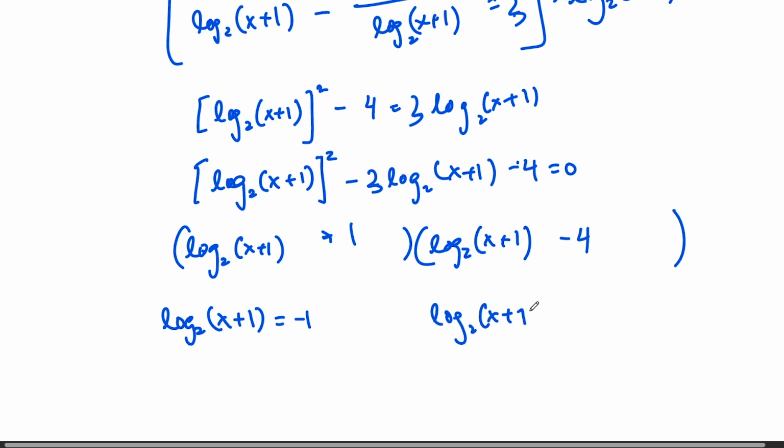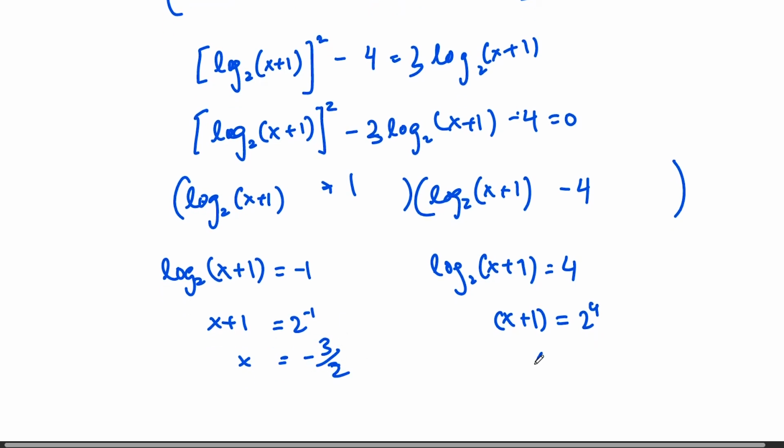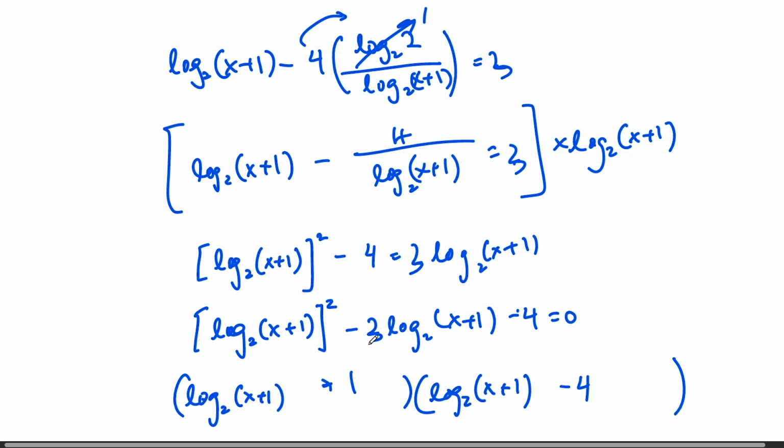To get rid of the log, we'll raise both sides to power 2. So we're left with x plus 1 on this side and 2 power 4. Here we're left with x plus 1 and 2 power negative 1. So here we can write as negative 1.5, here we can write as 15. So these will be our two solutions to x.